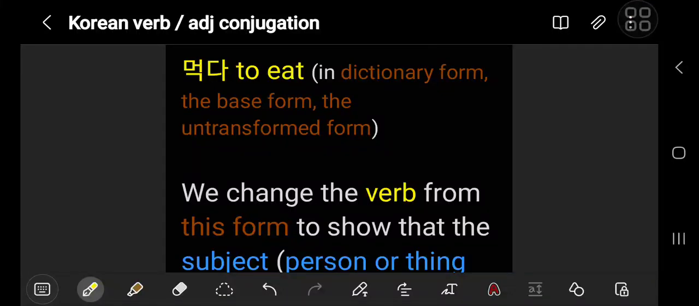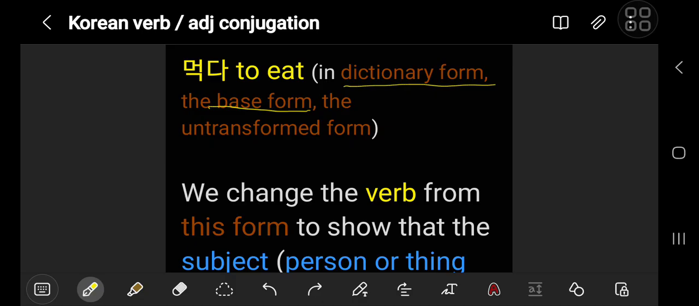Okay, here we go. Let's start learning how to get these Korean verbs conjugated, changed into forms that we can use when we speak. And if you're not too familiar with words in other languages, there's often going to be some sort of base form or a dictionary form. And in Korean, for verbs and also for adjectives, they have a base form.